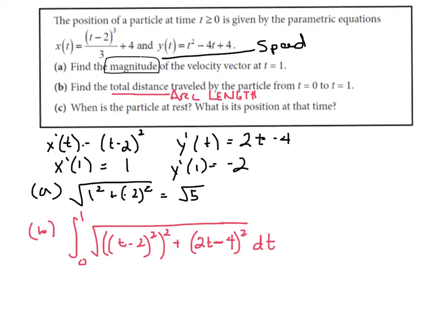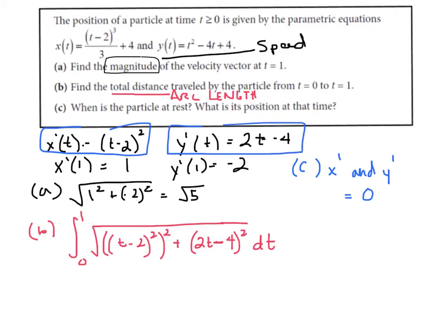Finally, when is the particle at rest? Well, at rest means that both x prime and y prime are equal to 0. Just remember that if only x prime is 0, that means you're not moving horizontally. If only y prime is 0, you're not moving vertically. But to be totally at rest, they both must be 0. Hopefully you can look at these two equations and pretty easily pick out that 2 works for both, so it's t equals 2.